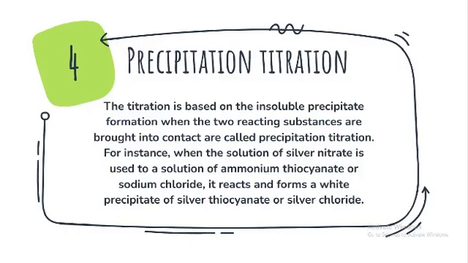This is called precipitation titration. For instance, when a solution of silver nitrate is added to a solution of ammonium thiocyanate or sodium chloride, it reacts and forms a white precipitate of silver thiocyanate or silver chloride.